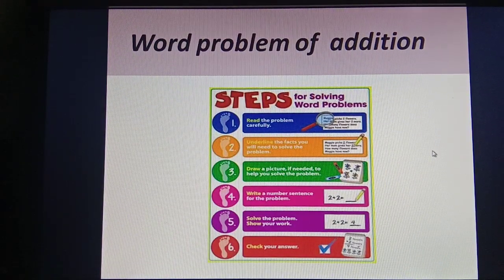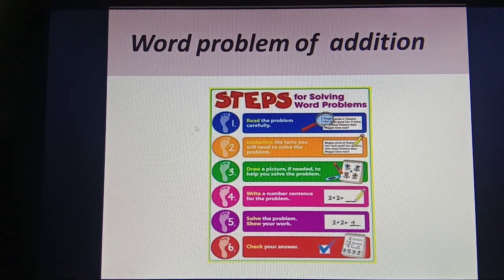Now next we have to solve the word problem related to addition and subtraction. In word problems you have to follow some steps because sometimes you are very worried about word problems and when such questions come you think it is very hard and some children never attempt the questions. But that is not very hard, you only have to be a little bit careful. If you follow some steps you will easily solve the word problem.